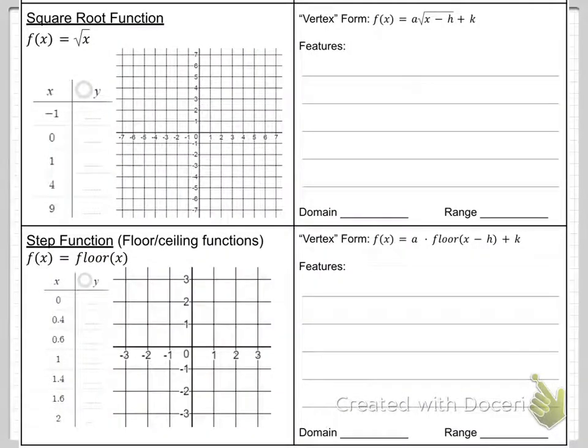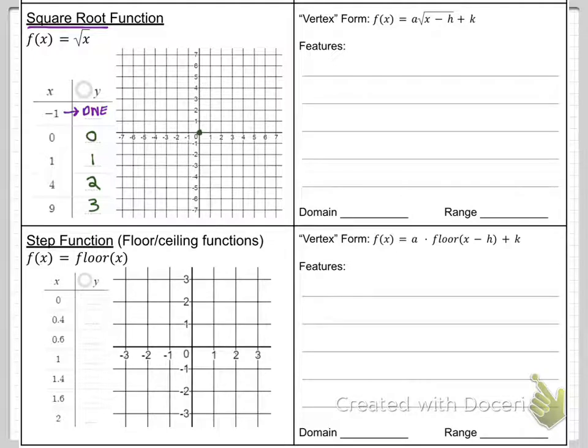For the square root function, you know that you cannot take the square root of a negative number. So if the input is, for example, negative 1, we have to say DNE, does not exist. In fact, none of the negative numbers can be plugged in. So the first number we can plug in is actually 0, and the square root of 0 is 0. The square root of 1 is 1. Square root of 4 is 2. And the square root of 9 is 3.